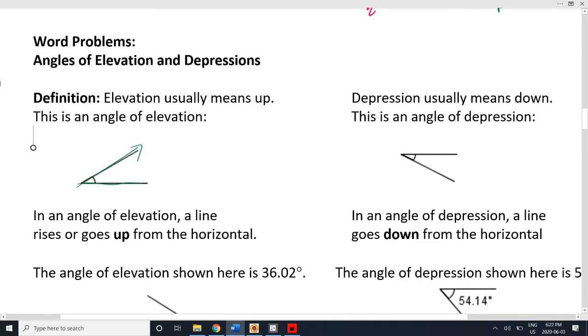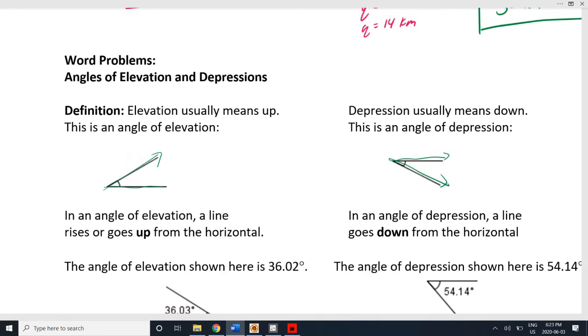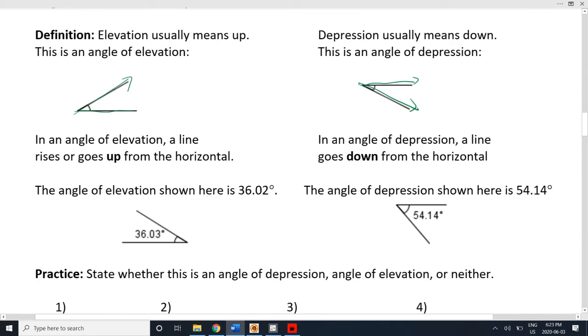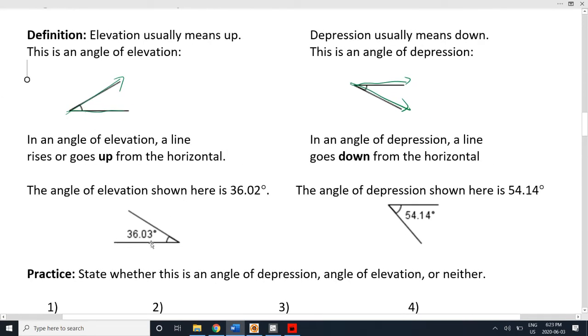The angle of depression usually means down, like you're looking down. So this is an angle of depression here, and the way we tell is you look at the horizontal line, and then we look at which way the other line is moving. So in this case, it's moving down. Okay, so let's take a look at a couple of examples here. So the angle of elevation here, you can see we have our horizontal line right over here, and we can see it's going up from the horizontal. So our angle of elevation is 36 degrees, 36.03 degrees. And here the angle of depression is shown as 54.14 degrees. So our horizontal is here, and our depression is here.